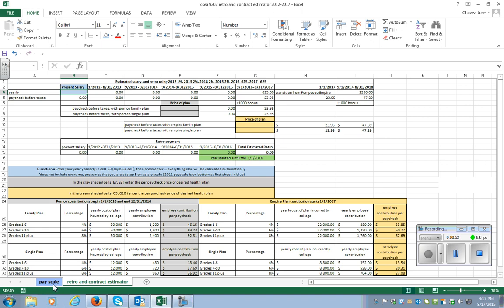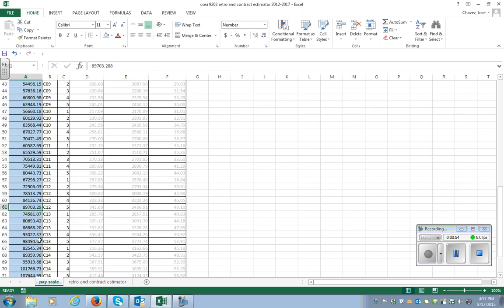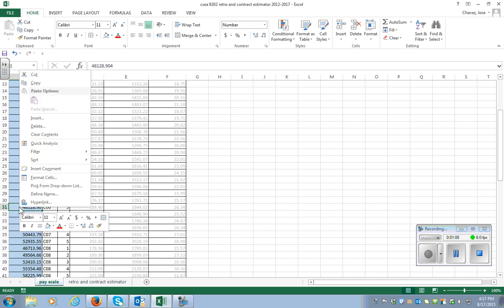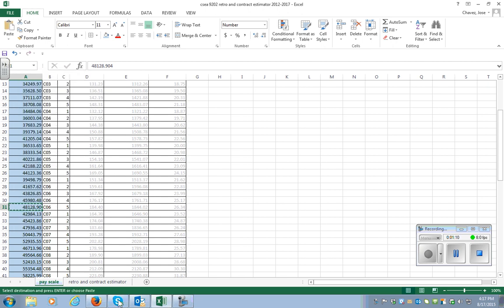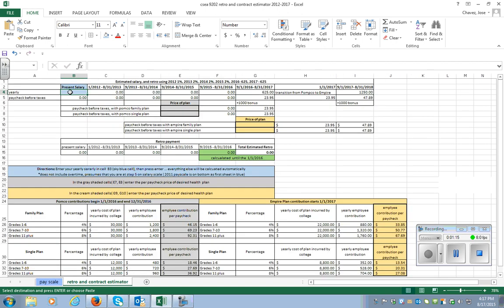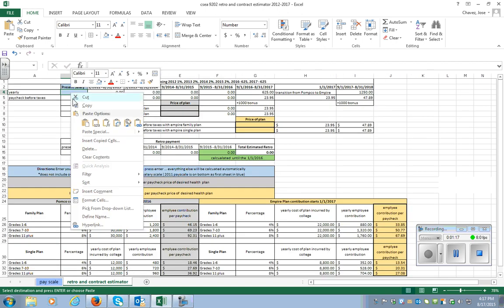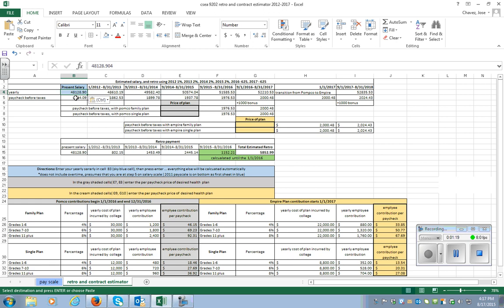in blue, the pay scale tab, and if you click on that, we'll be able to find pay scales. So let's scroll, and let's start off with someone who's a grade 6 step 5. Let's click on their salary, right click, copy, click on retro and contract estimator, go back to cell B4, right click, paste. What you'll notice is everything filled in.